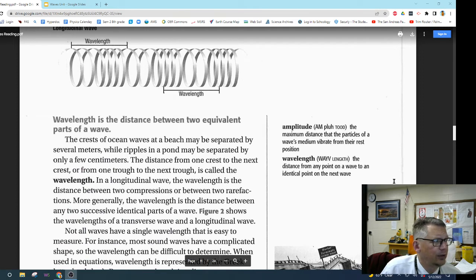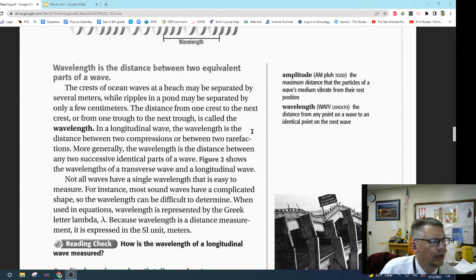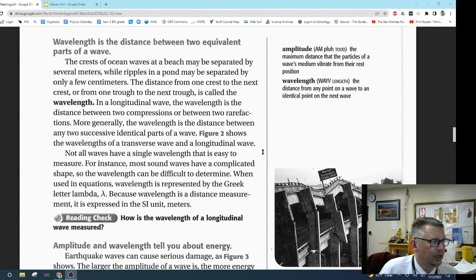Wavelength is the distance between two equivalent parts of a wave. The crests of ocean waves at the beach may be separated by several meters, while ripples in a pond may be separated by only a few centimeters. The distance from one crest to the next crest or from one trough to the next trough is called a wavelength. In longitudinal waves, the wavelength is the distance between two compressions or between two rarefactions. More generally, the wavelength is the distance between any two successive identical parts. Figure 2 shows the wavelength of a transverse wave and a longitudinal wave.